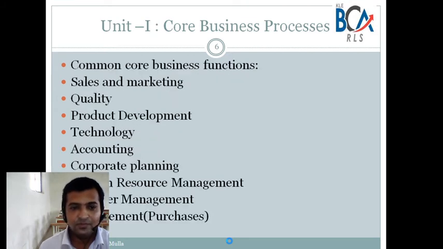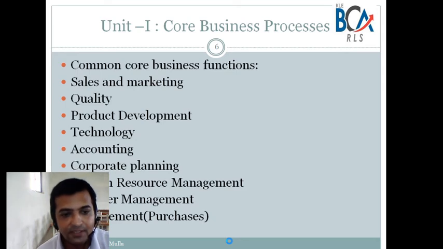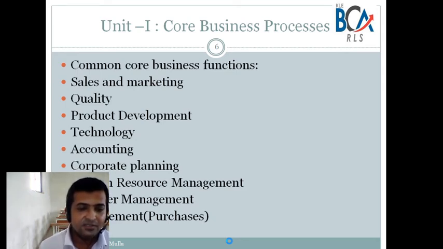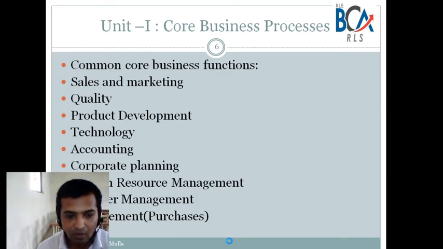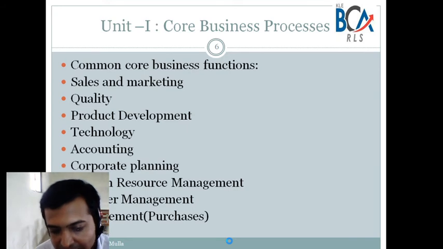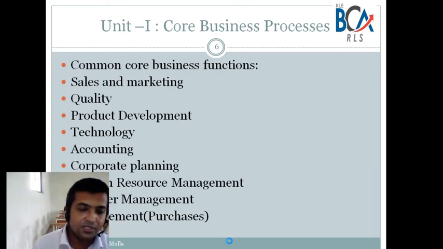Now what are the various types of core businesses? They are sales and marketing, quality, product development, technology, accounting, corporate planning, human resource management, supplier management, and procurement, purchases, right? But not all the core business processes which are listed will be used in all the organizations. Depending on the look and feel, depending on the need, you can go ahead for core business purposes. Now for example, if your company is into products and services, don't you think you should have sales and marketing? Yes, you should have. If your company is based into manufacturing, then you should have core business functions like quality and product development, right?